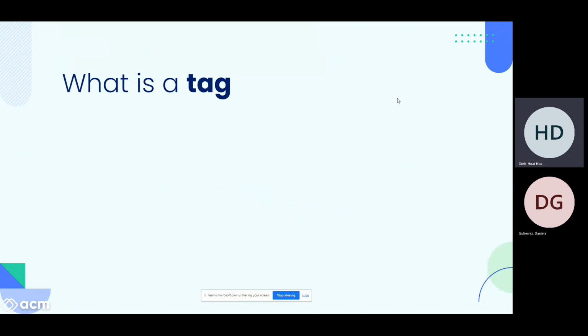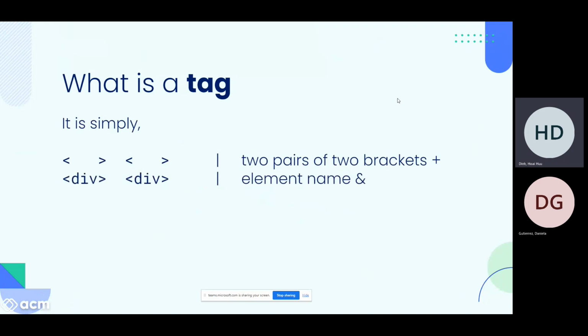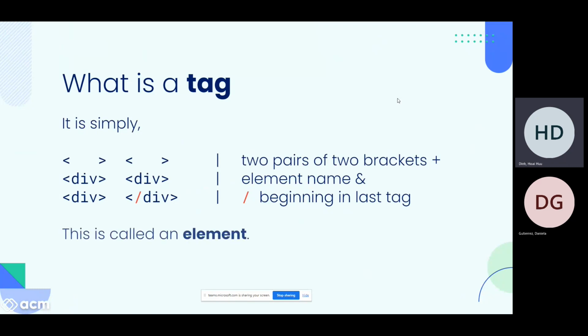So what is a tag now? It is simply this. It is a pair of brackets, so you have an opening and a closing. It has an element name. For example, this one is div, which stands for division. And to close the tag, it will have a slash at the very beginning of it. So it's an opening and a closing, and this is what you call an element.